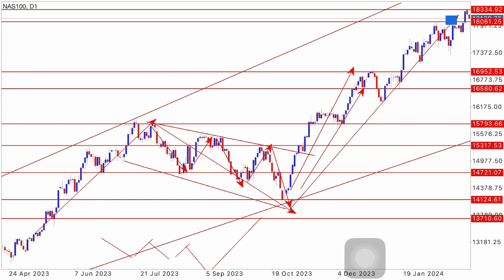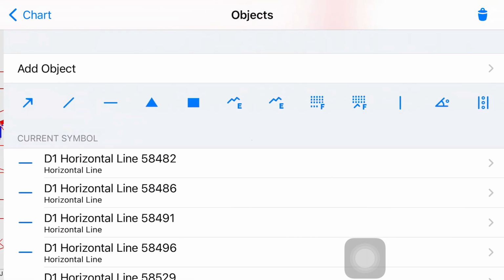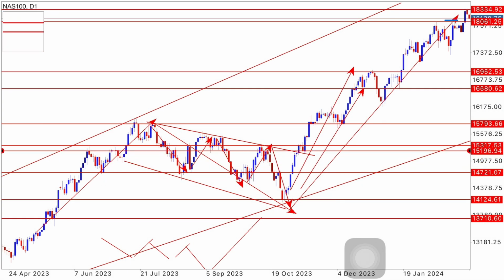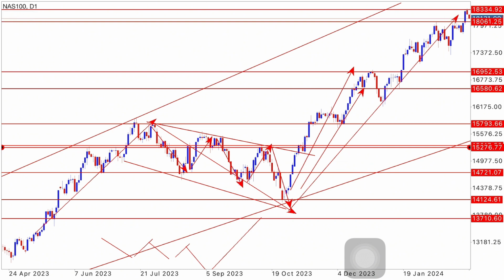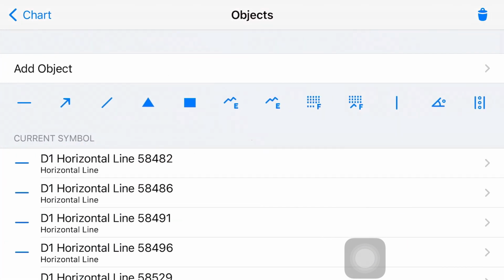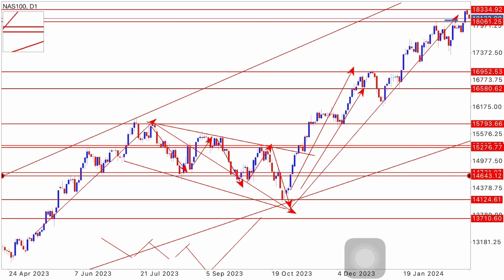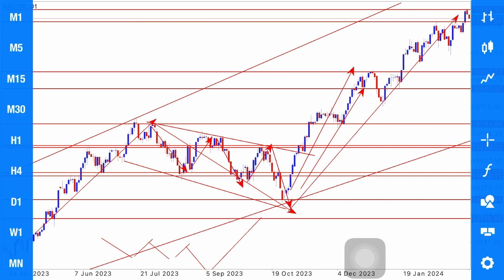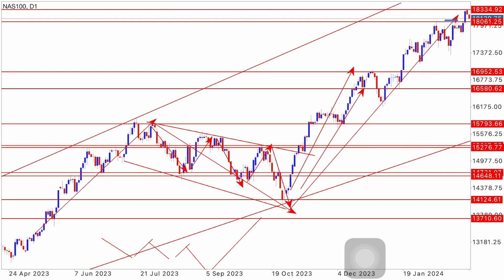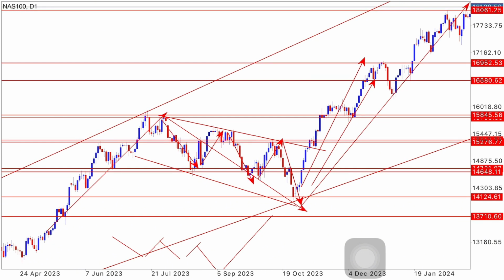let me just put this one. This first level which we have here, and this level which we have here, second level, and this level here, we have to consider them as highly respected levels, because that's where the market actually reversed or rejected at a certain price.